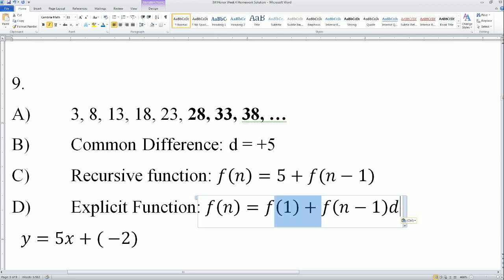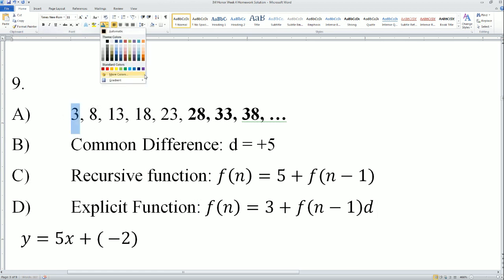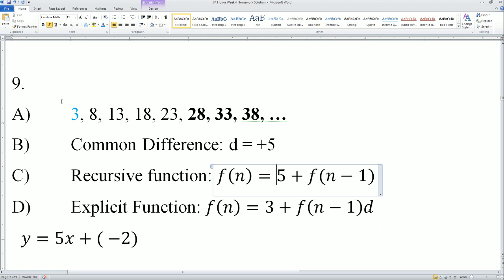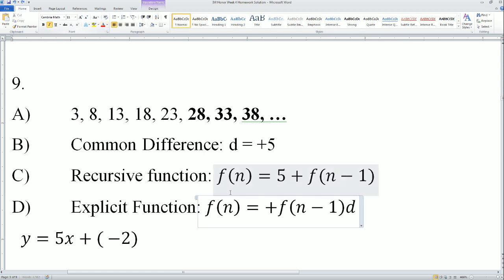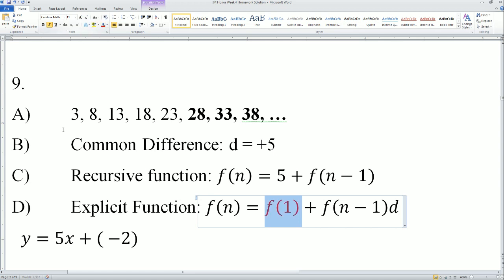Function of 1, the first value, is 3. Let me make that red to make sure you see that. Red, because again, that is the first value. D stands for the common difference. I'm going to make that blue. That is blue here. I'm going to substitute that in. The first value is 3. The common difference here is going to be 5.